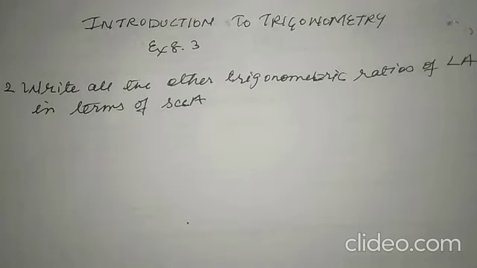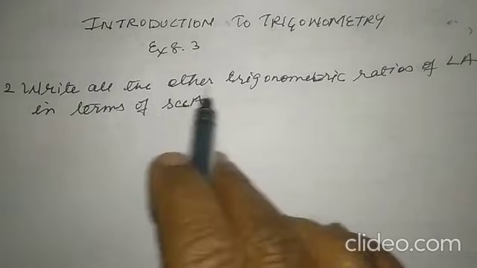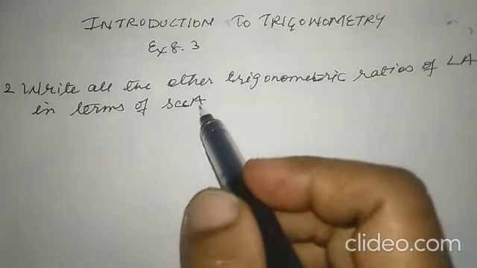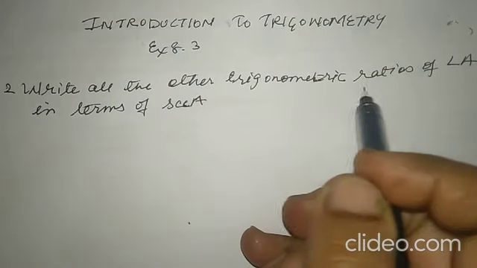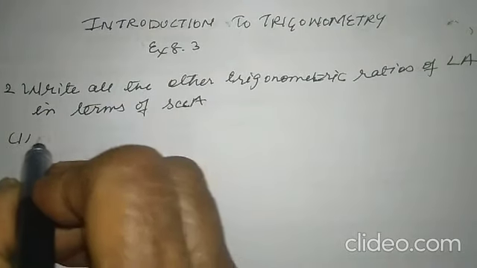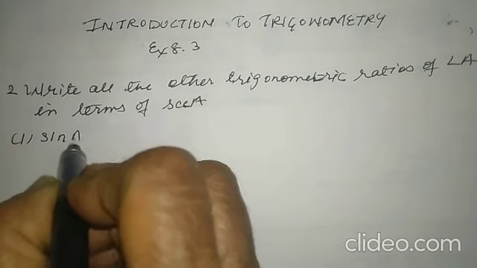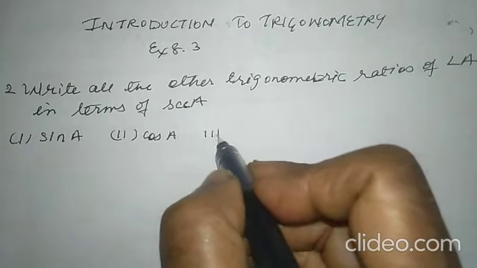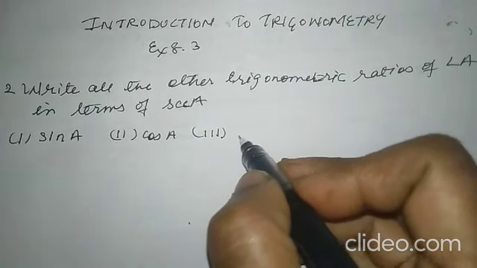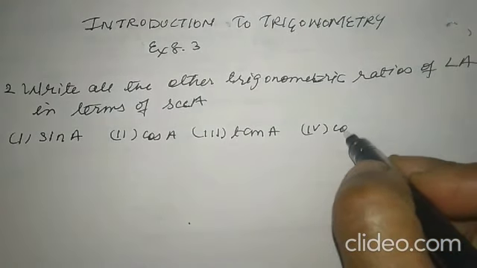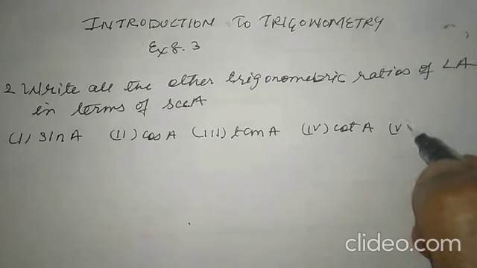Student, this is a question from class 10th, chapter 8, trigonometry. Write all the other trigonometric ratios of angle A in terms of sec A. First of all, write down what are the other trigonometric values that we have to find. That is sin A, cos A, number 3 will be tan A, cot A, and cosec A.